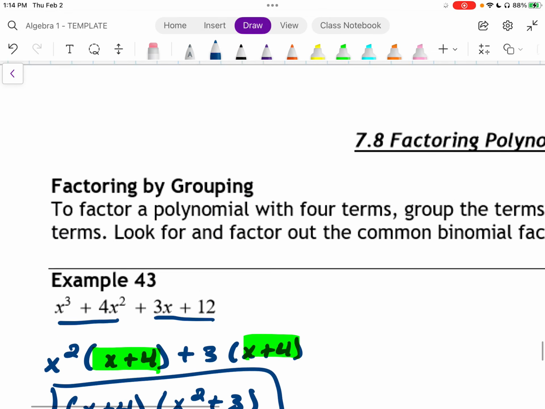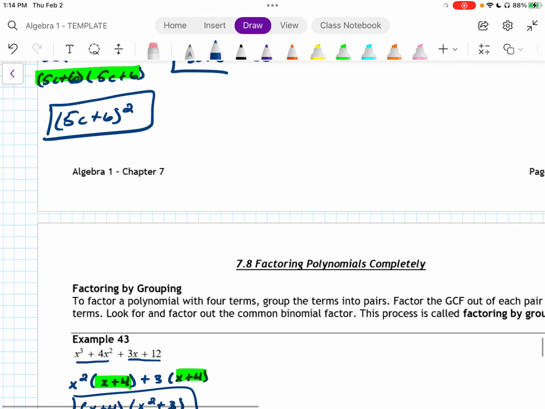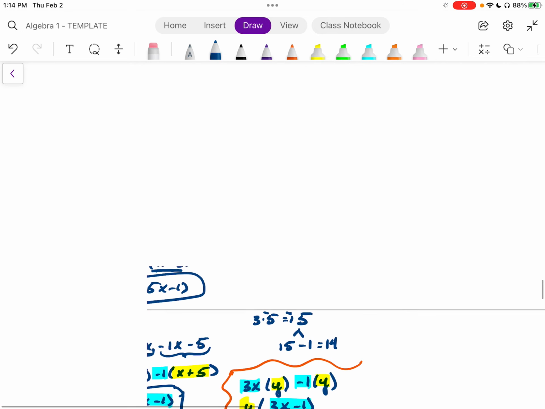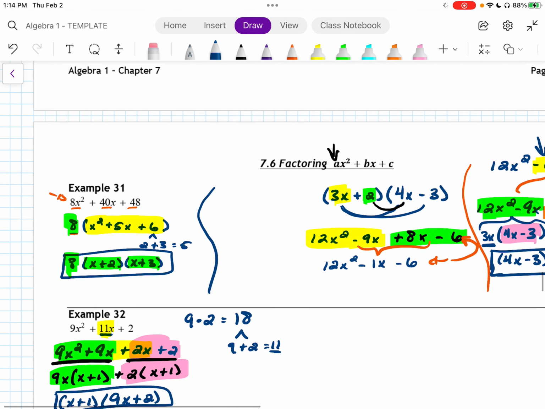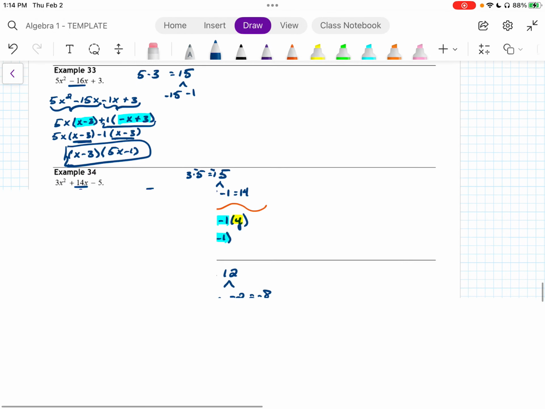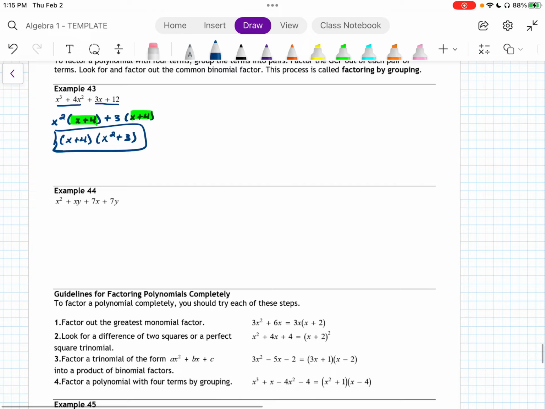And that's it. Again, it's extremely similar to what we did at the end of last section and what we did in, what was the section before that? Very similar to what we did in 7.6. Very similar. All right, let's look at number 44 now.